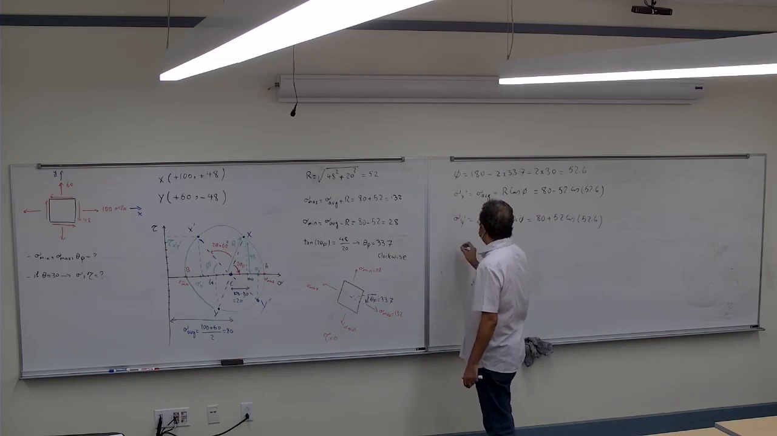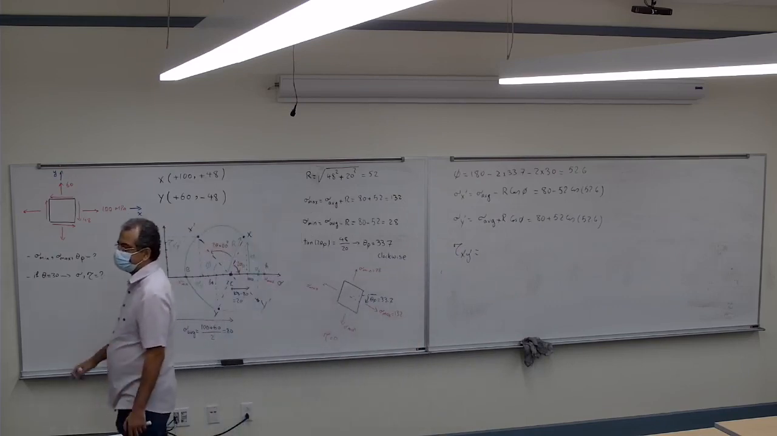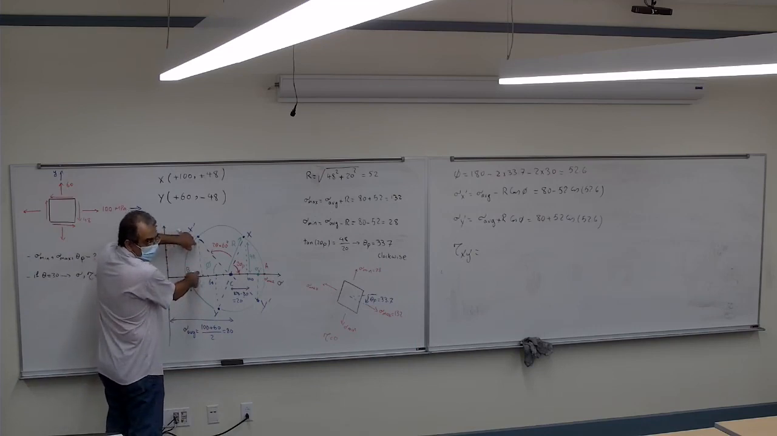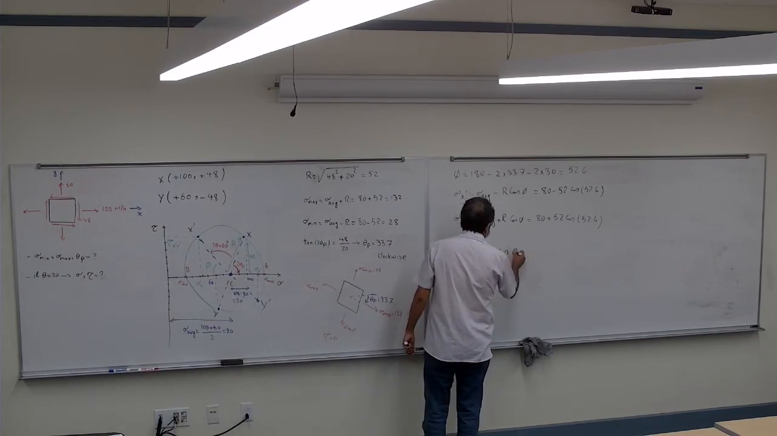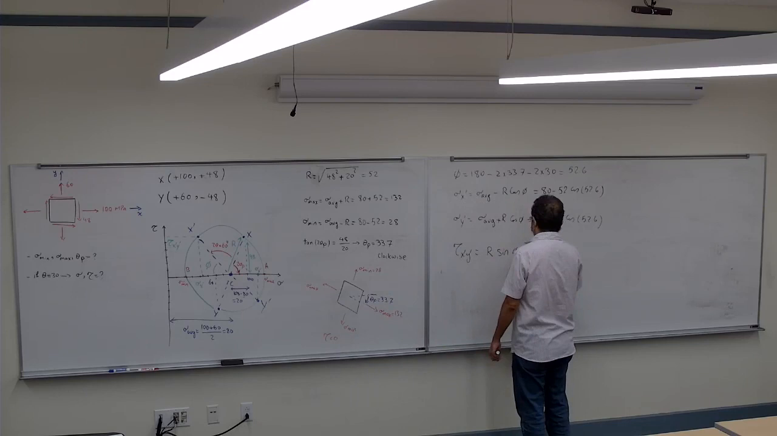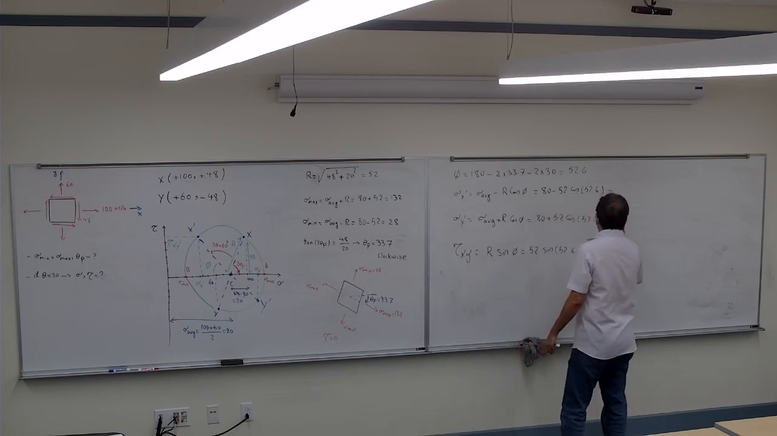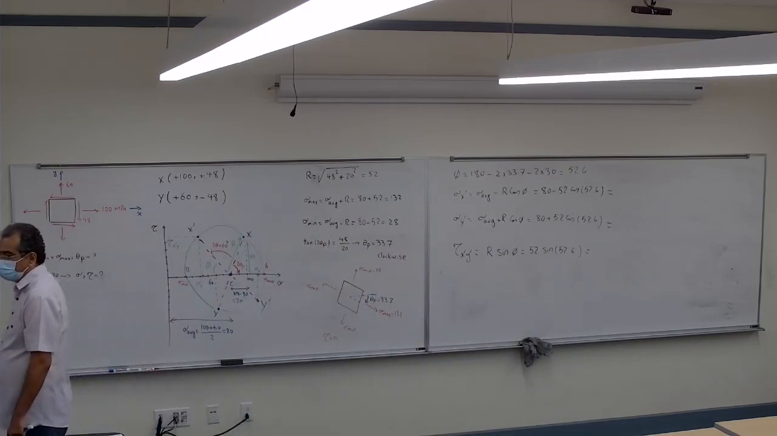And so that's the sigma, and the tau x prime y prime. How much is the tau x prime y prime? This is the tau x prime y prime, correct? How much is that? R sine phi, correct? So it's going to be R sine phi, and so it's going to be 52 sine 52.6, which is 41.3.